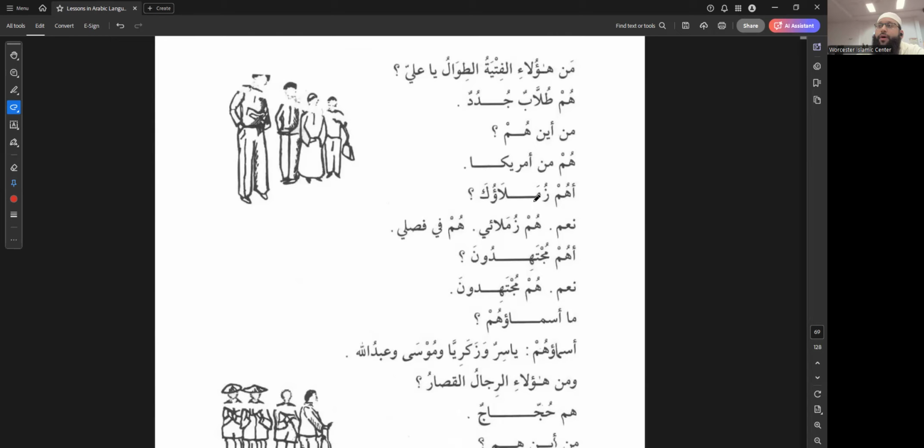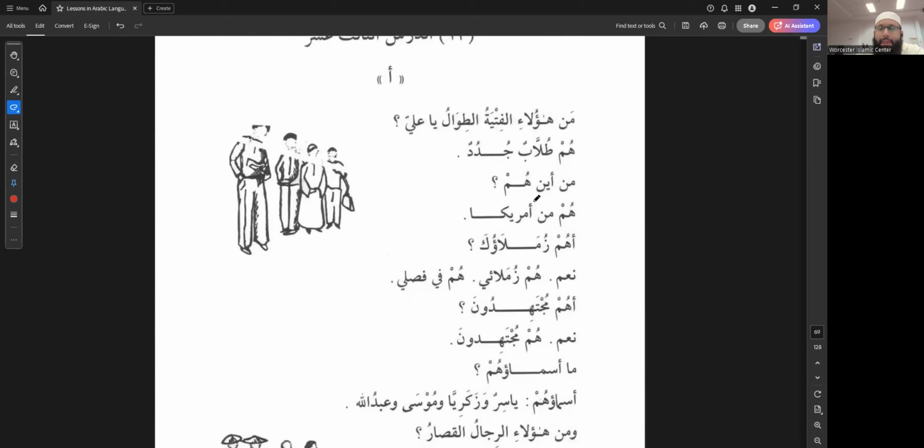The 13 is more about, so 12 was about feminine, and now this is about plurals. من هؤلاء الفتية الطوال يا علي. Break it down real quick. Fitya. What does fitya mean? We covered two words so far, fatan and fatatu. Now here's the third word, fityatu. Fityatu means a group of young what?